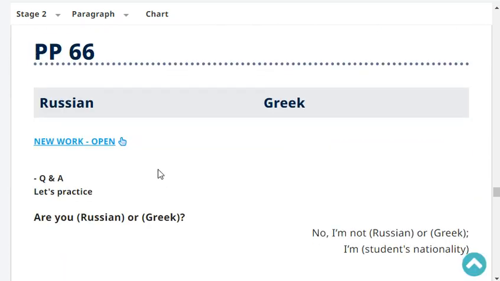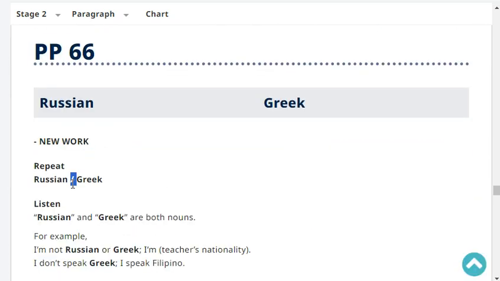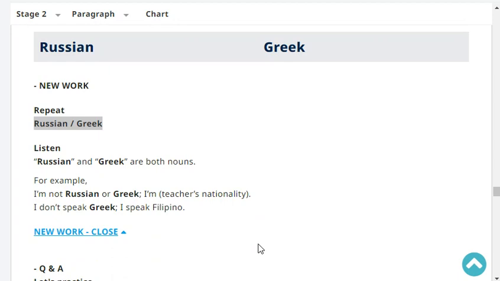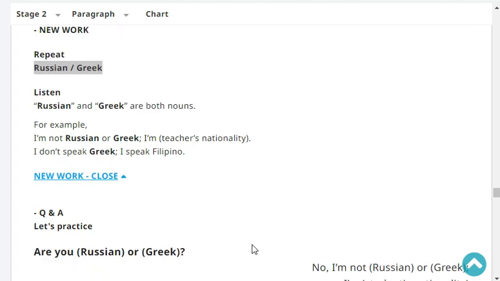Okay, next, repeat: Russian, Greek. Very good. Okay, listen. Russian and Greek are both nouns. For example, I'm not Russian or Greek. I'm Filipino. I don't speak Greek. I speak Filipino. So Russian or Greek are nouns. They're both nationalities.